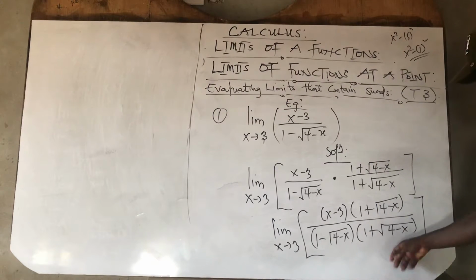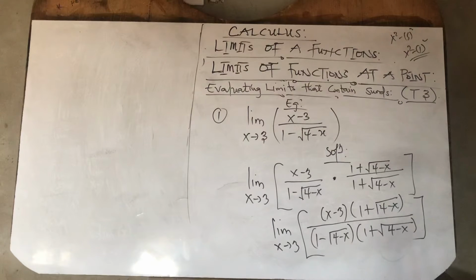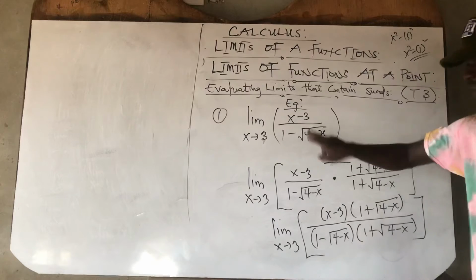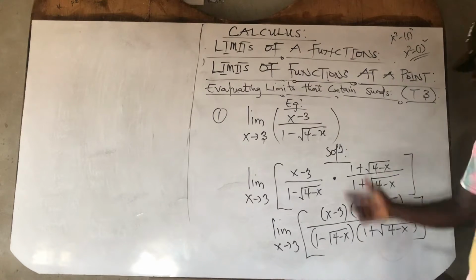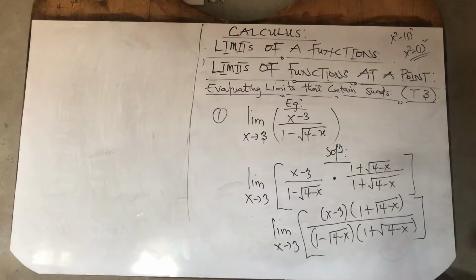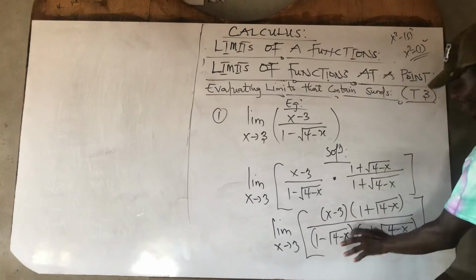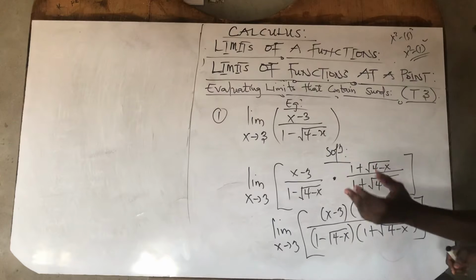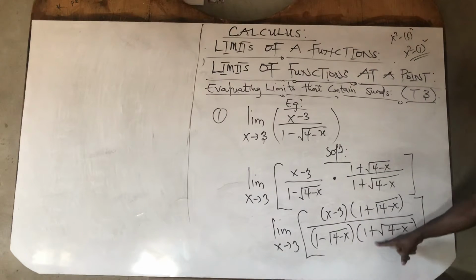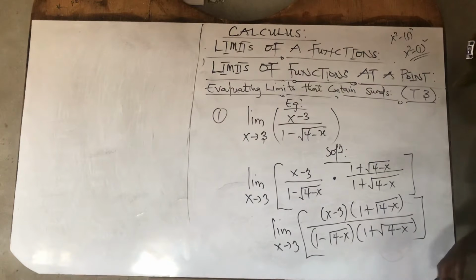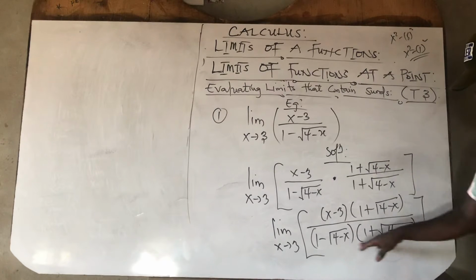So now, watch here. Don't cancel this by that. Please watch very carefully. We said that we don't multiply out, but cancel out the common factor. Watch here. Now 1 minus square root of 4 minus x, then 1 plus square root of 4 minus x. Now we can see that this and that, right? They are a difference of two squares.